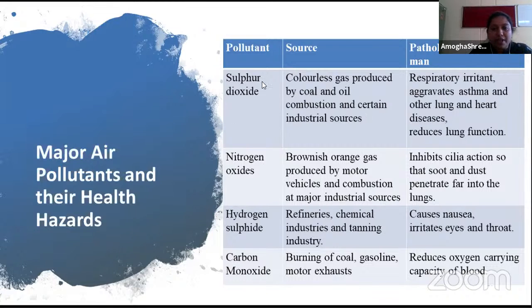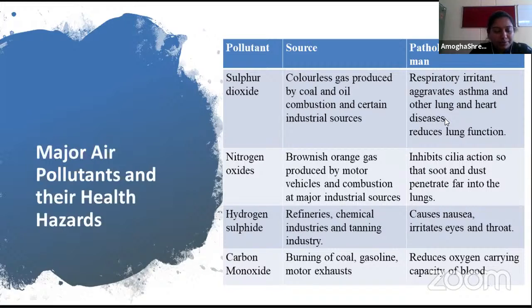Sulfur dioxide. Sulfur dioxide is a form of sulfur. It is a colorless gas and it has a sharp, suffocating odor, and it is produced by combustion of coal and oil. And certain industrial sources will also give sulfur dioxide. The ill effect on humans is that it mainly irritates the respiratory system, aggravates asthma, causes other lung and heart diseases, and also reduces lung function.